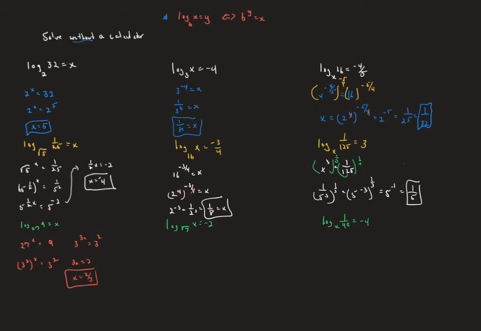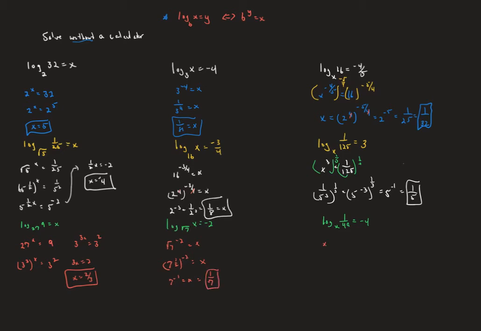In the next one, we're going to get square root of 7 to the negative 2 is equal to x. Square root of 7 is 7 to the 1/2, in turn raised to the negative 2. We'll multiply those exponents, and that will become 1/7.